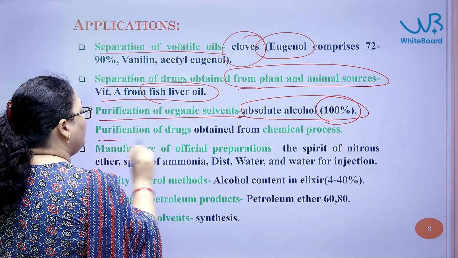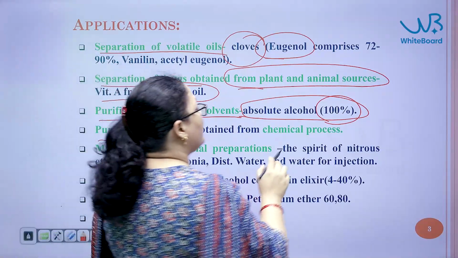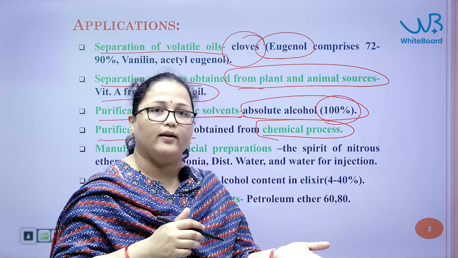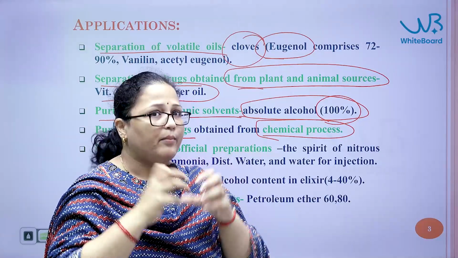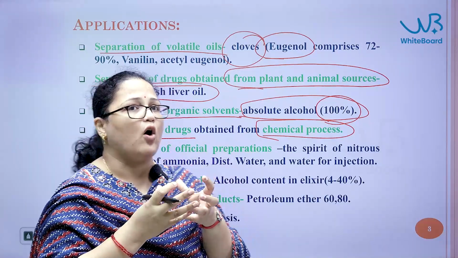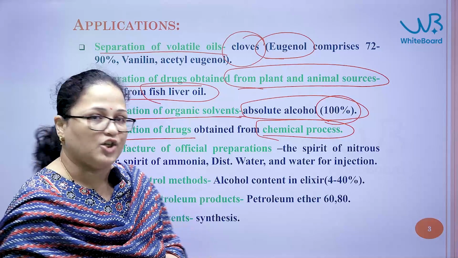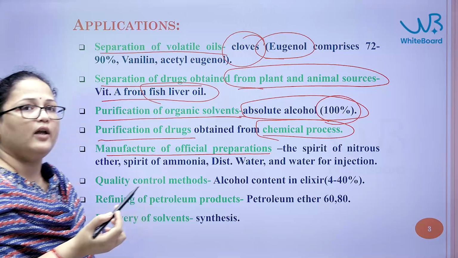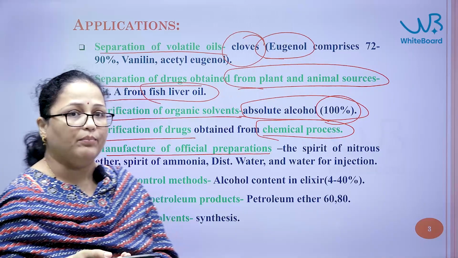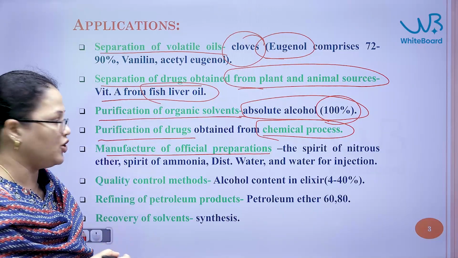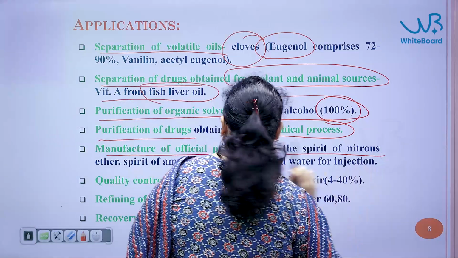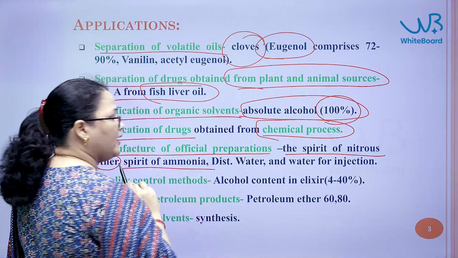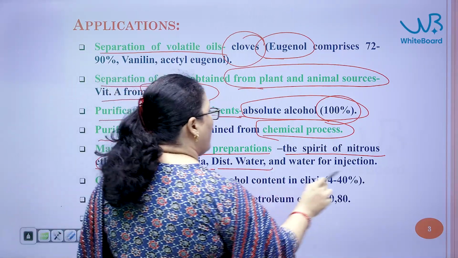Next, coming to the fourth one, purification of drugs obtained from the chemical process. If you want to isolate any drug, okay, if you have employed the chemical process, during the chemical process some impurities will also come. So if you want to purify the component, then you can opt for the distillation technique. Next, manufacture of official preparations. If you want to prepare any official preparations as per the IP, BP or something, then you can also use the distillation technique. So example is the spirit of nitrous ether, official preparation example. Next, spirit of ammonia, second example, distilled water and water for injection.